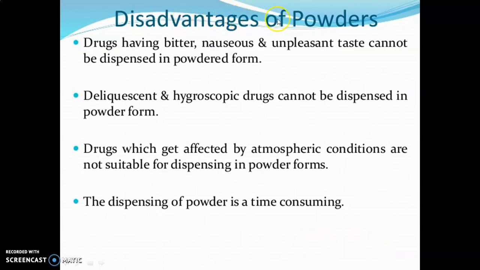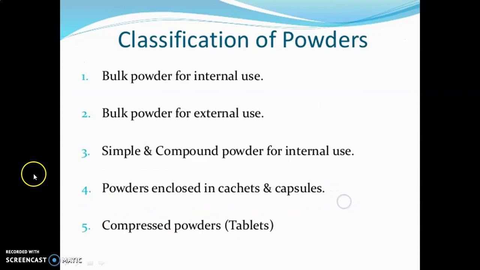The disadvantages of powders are as follows. First, drugs having a bitter, nauseous and unpleasant taste cannot be dispensed in powder form. Second, deliquescent and hygroscopic drugs cannot be dispensed in powder form. Third, drugs which get affected by atmospheric conditions are not suitable for dispensing in powder form. And the fourth and last one, the dispensing of powder is time consuming.